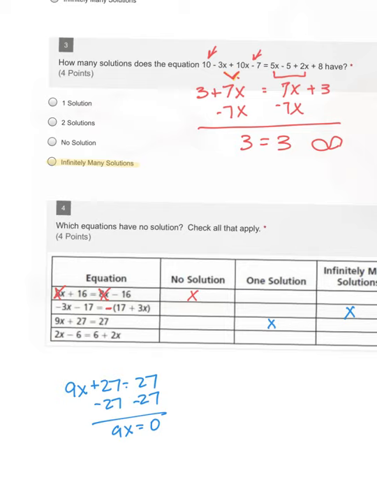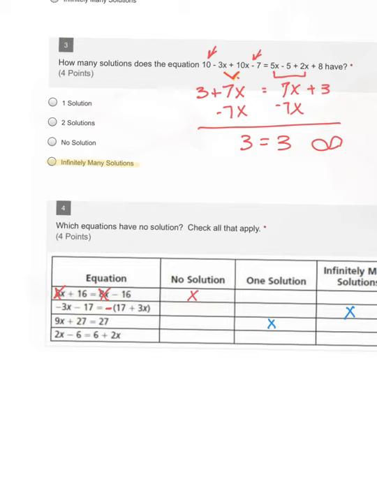Now some people, don't be that person, some people get confused and they think that this means no solution. That is not true. No solution is only when both of the variables eliminate and you're left with a statement that doesn't make sense. From here, what you would do is divide both sides by 9, and you would find that your answer would be 0. The variable is 0, which makes sense because if you multiply 9 times 0, you have 0, which leaves you with 27 equals 27. So that would be one solution.